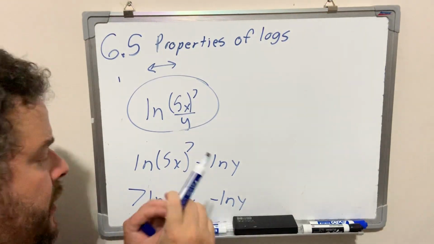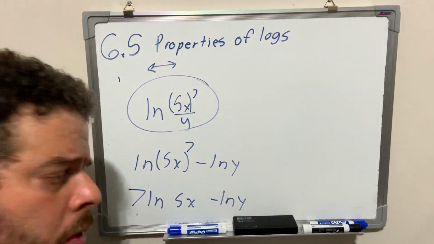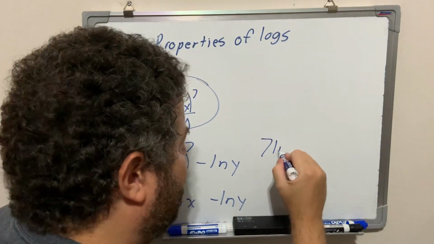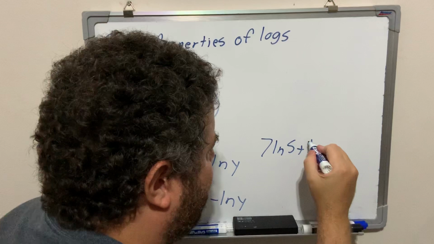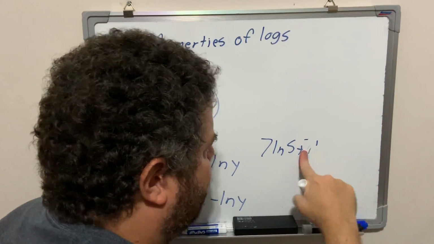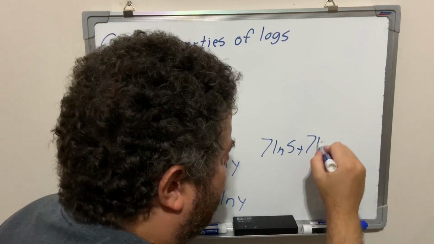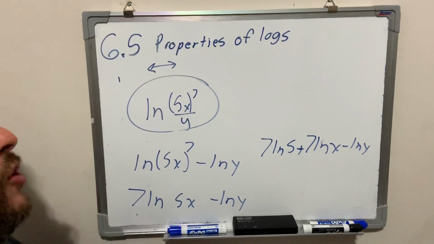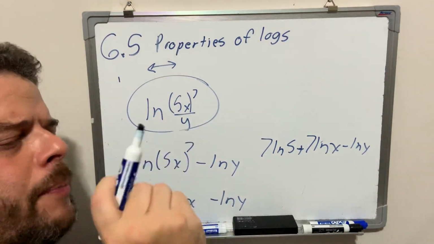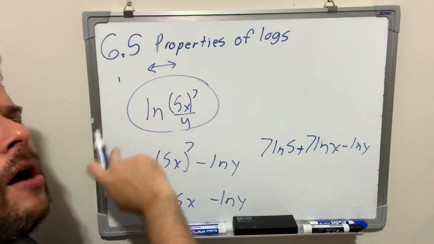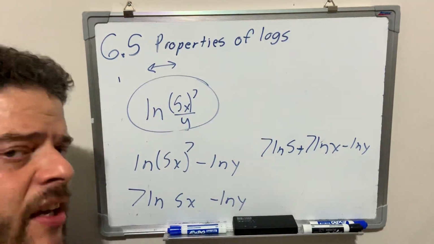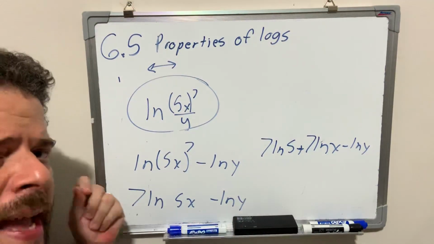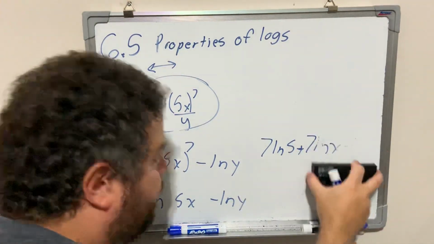Since this is a product, I break it down into 2 equal logs, but that includes the 7 that's in front. So we turn into 7 ln 5 plus 7 ln x minus ln y. So just make sure you're doing the proper processes depending on whether there are or are not parentheses. It's just practice. So that would be example 2, expansion. You will be doing that a lot for homework, you'll see.